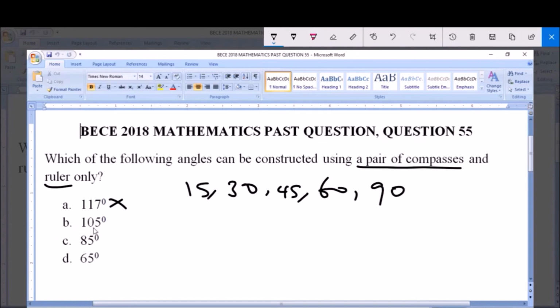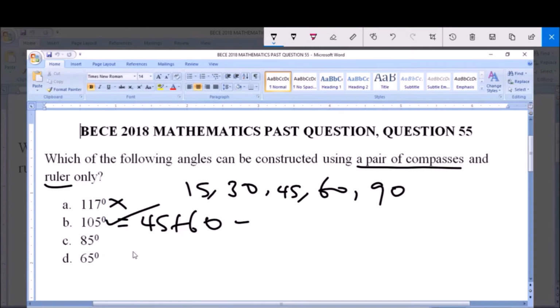Now B here says 105 degrees. Now 105 degrees can be gotten by summing 45 degrees plus 60 degrees. So therefore it can be constructed using a pair of compasses and ruler only. Now angle 85 degrees.